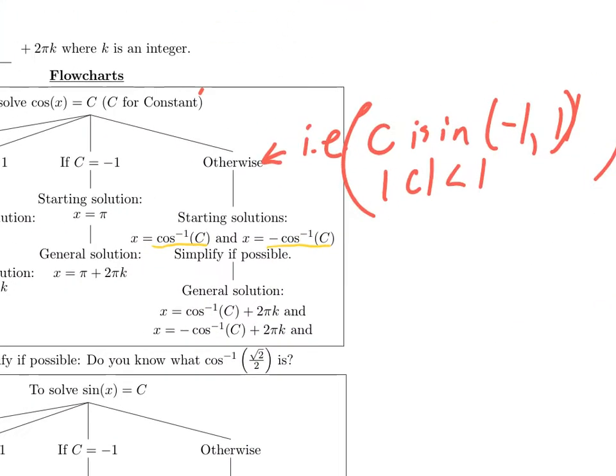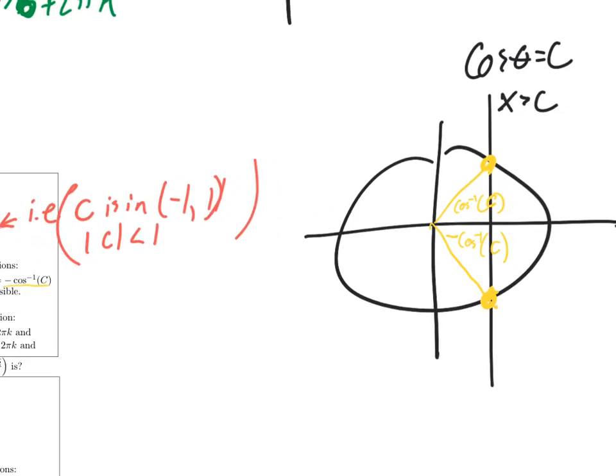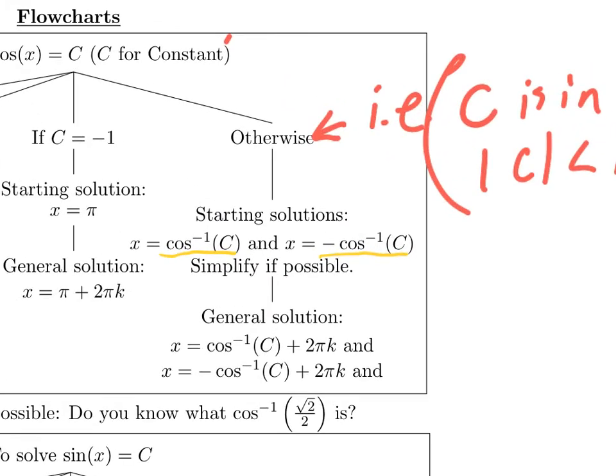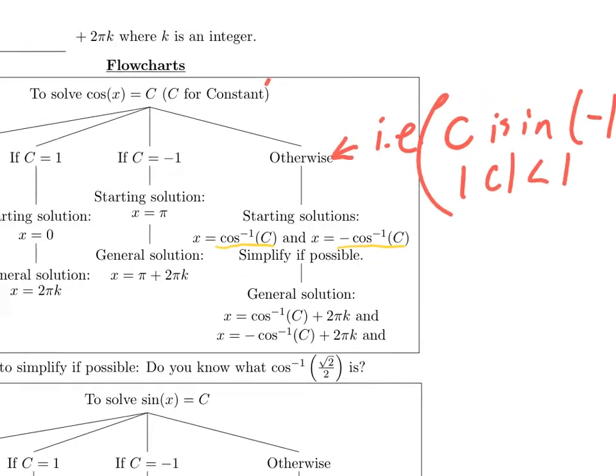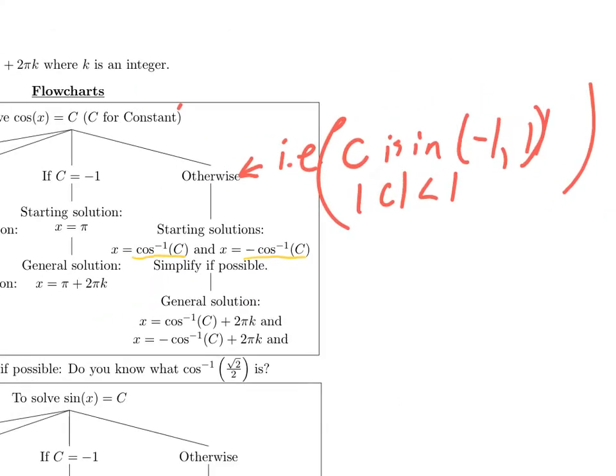Once you find those two starting solutions, and simplify if possible, right? Did I say cosine? Okay, good. Find those two starting solutions and simplify if possible. If that happens to be a number whose inverse cosine you know, then use that fact. So what do I mean by simplify?